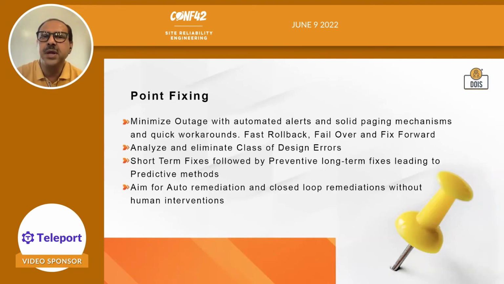So minimize outage with automated alerts and solid paging mechanisms and quick workarounds. Faster rollback, failover, and fix follow. So when you are creating anything, you have to think through all of these, how you can do it, how you can automate it. If there is any new release, that new release will not be released unless there is also the script ready for rollback. And all of these have to be tested.